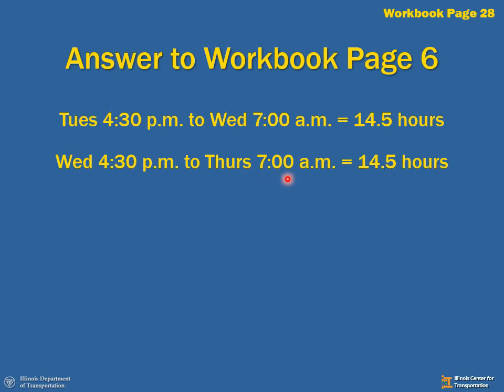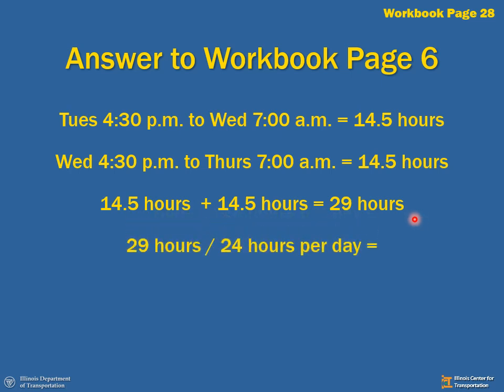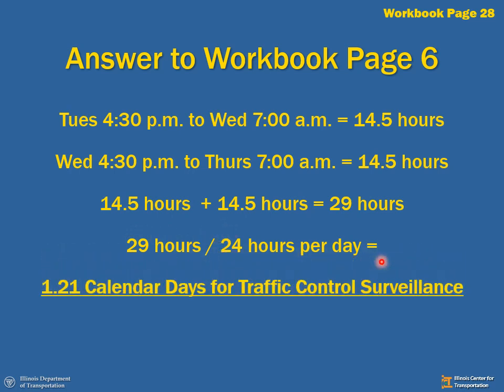Sometime during the day Thursday before they left, they fixed the hazard. We didn't need surveillance anymore. So now we can do our math. 14 and a half plus 14 and a half equals 29 total hours, right? Am I done? Nope. I got to convert to my pay unit. What is my pay unit? Calendar days. So I take my total hours worked, divide by 24 hours per day, and that will give me 1.21 calendar days for traffic control surveillance for this entire event.